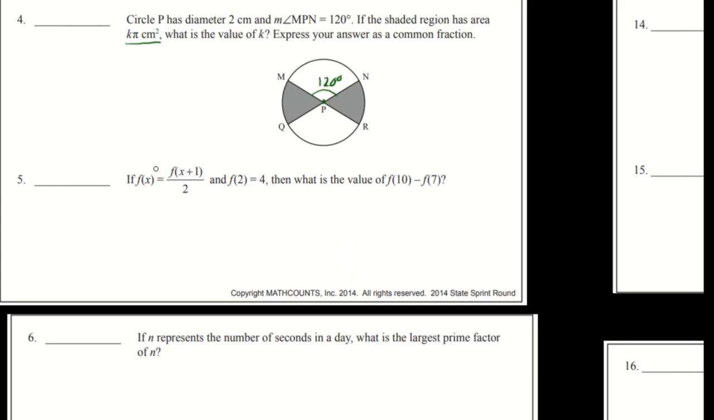Where do you think you could start? Do you think you could find the area of the whole circle? You could. What would the area of the whole circle be? That'd be pi, I guess. That's right, it's pi r squared, and r is 1, so it's just pi. Is that right? R is 1? Yeah, because the diameter is 2. So this is pi square centimeters. Okay, so that's the area of the whole circle.